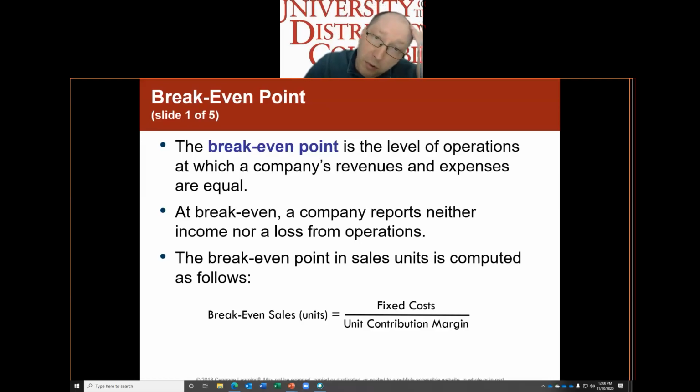So here we go. The break-even point. The break-even point is the level of operations at which the company's revenues and expenses are equal. I brought in enough revenue to cover all of my expenses. That's break-even. I didn't make a profit, but I also didn't lose any money. To calculate break-even, we can do it in both sales dollars and in units that we need to sell, right? So to figure out the units we need to sell, we take our total fixed costs, in our earlier examples, 300,000, divided by our unit contribution margin, 8.